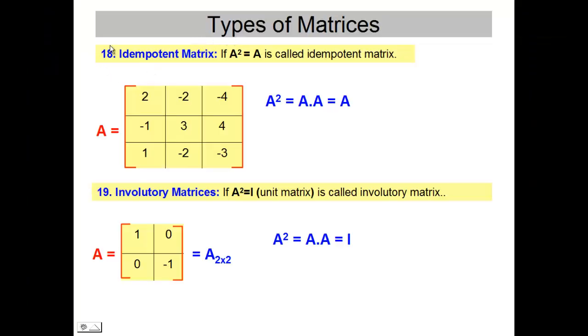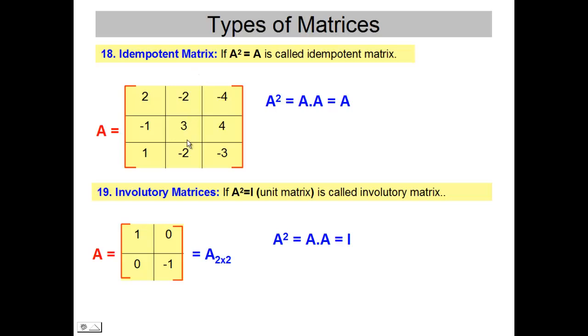Next, the 18th matrix is the idempotent matrix. It's very simple. If for any matrix A, the power of the matrix 2 equals A again, it is called an idempotent matrix. The example is matrix A equals 2 minus 2 minus 4, minus 1 3 4, and 1 minus 2 minus 3. If we square the matrix, A to the power of 2 equals A multiplied by A, the resultant matrix is A.